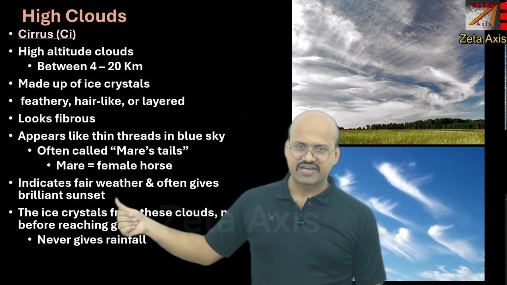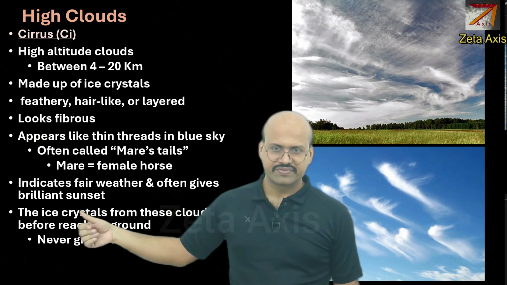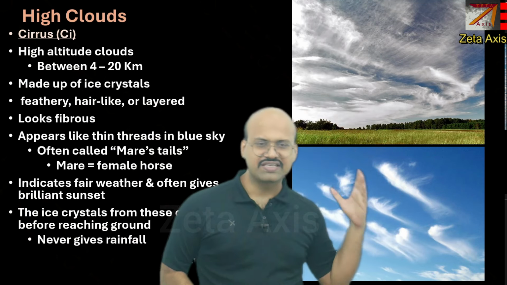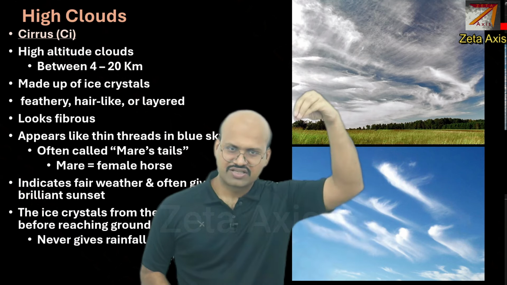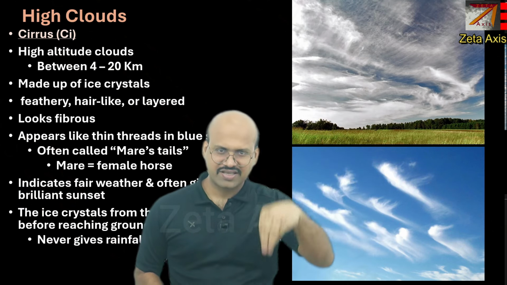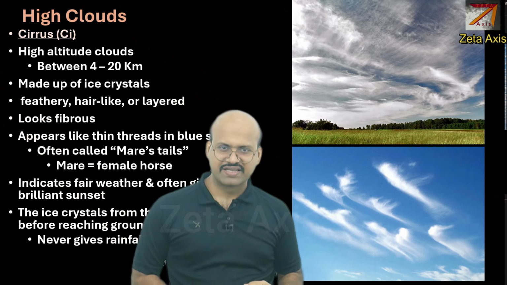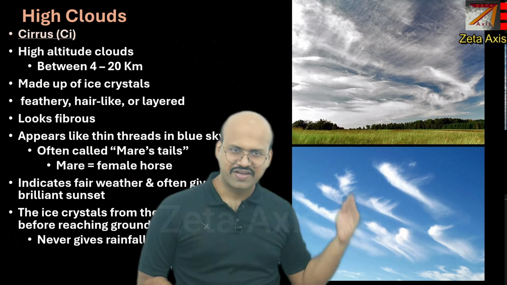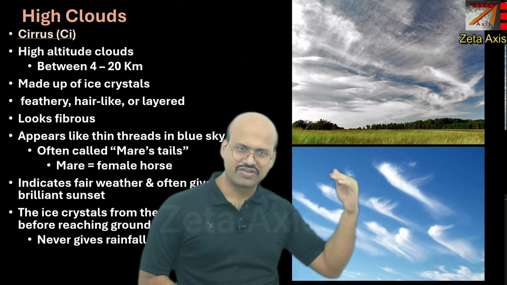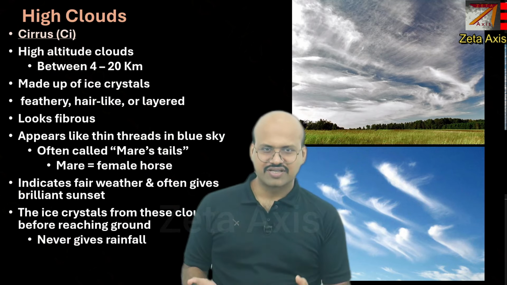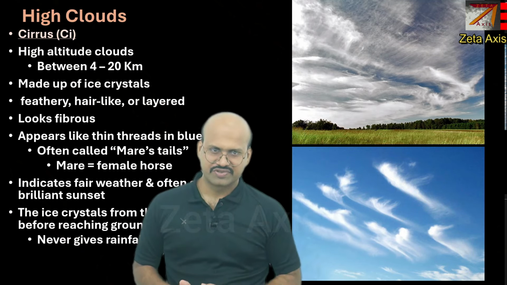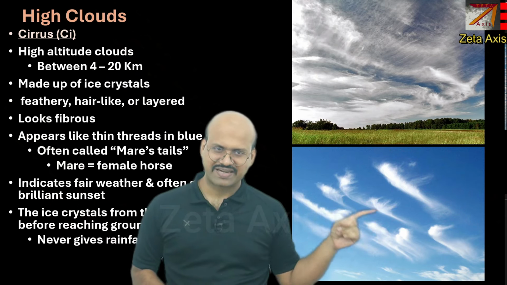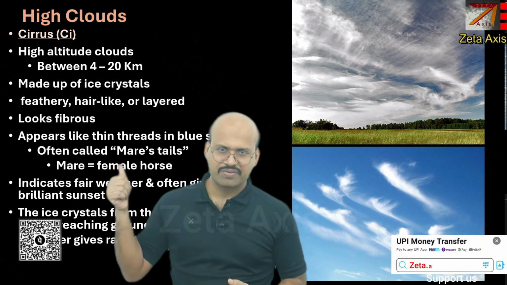It indicates fair weather and often gives a brilliant sunset. The ice crystals from these clouds melt before reaching the ground. So sometimes the ice will start to fall, but as it continues into the lower atmosphere, because of higher temperatures, it will evaporate. So these clouds do not give rainfall. Even if they start to precipitate, the ice crystals will evaporate much before they could reach the earth. These are very thin and generally indicate fair weather. Their shape is characteristic of a horse's tail, and that is why it is called mare's tail.